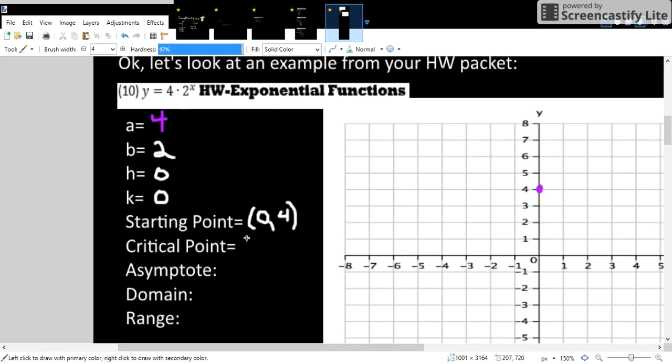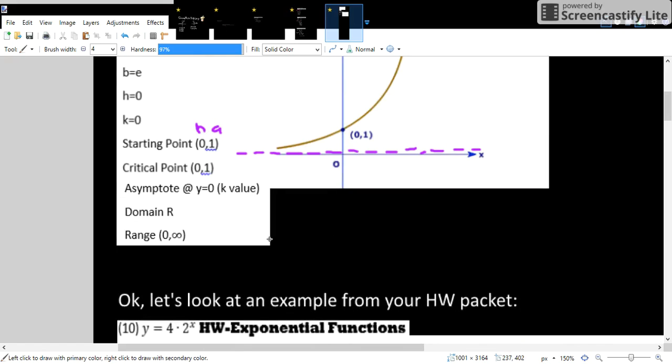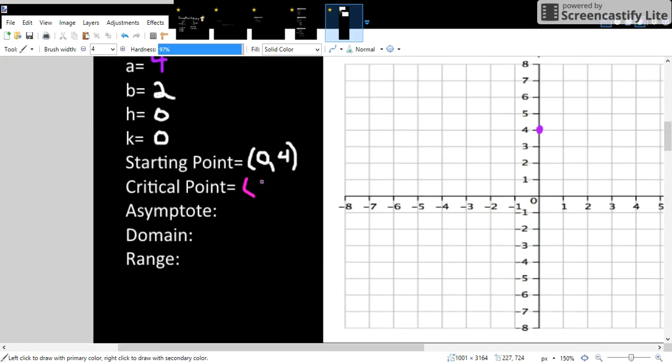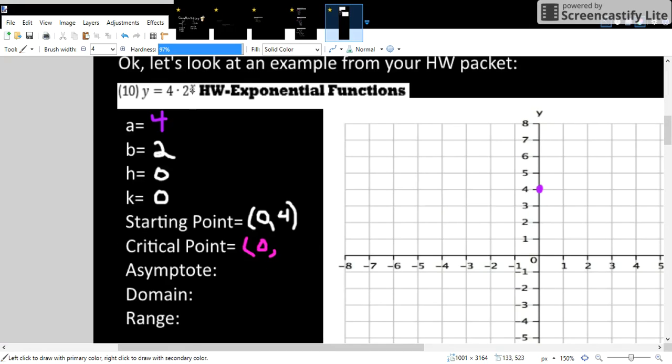Our critical point, again, is when x equals 0. So this will always be 0. And if we plug in 0 for x here, well, 2 to the 0 power is 1. 1 times 4 is still 4. So this is both our critical point and our starting point in this case.